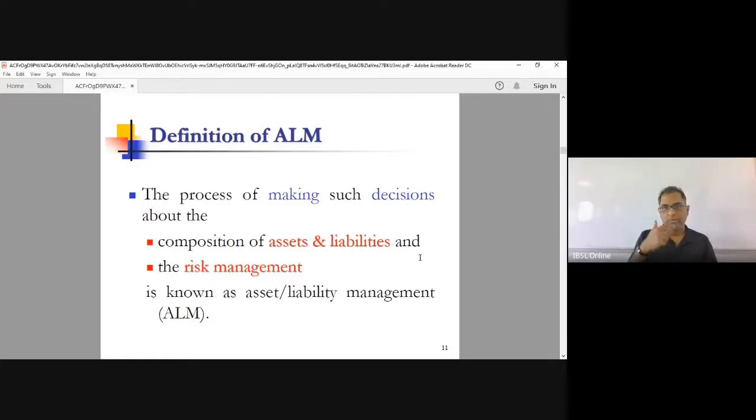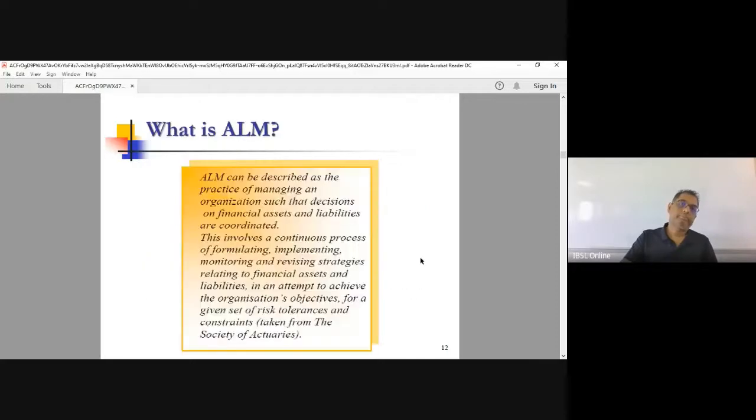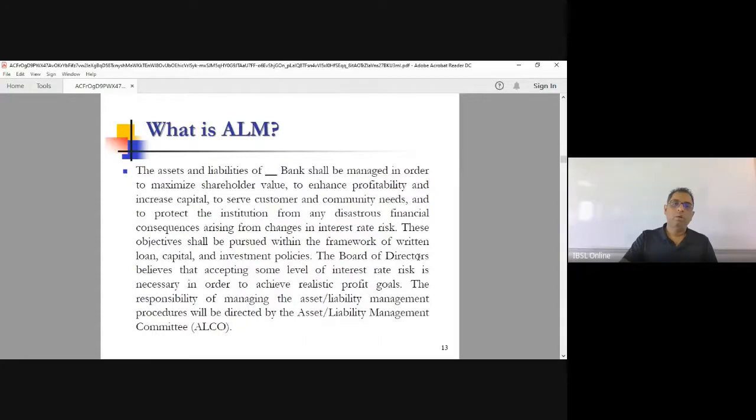So, like I said, the process of making such decisions about the composition of assets and liabilities and the risk management framework you work on is there. Don't worry about slide number 12. Okay, so what I've just told you, in essence, is described in slide 30. So you can read that later, right? But everything I've said to you is basically encompassed in that slide.